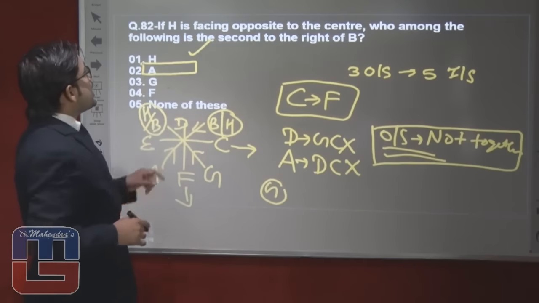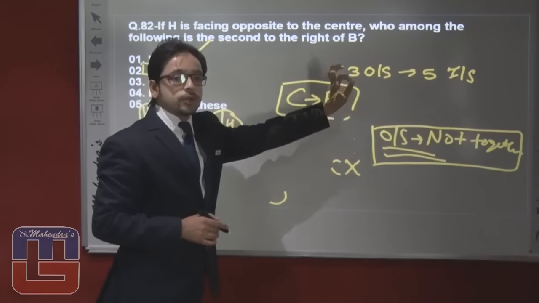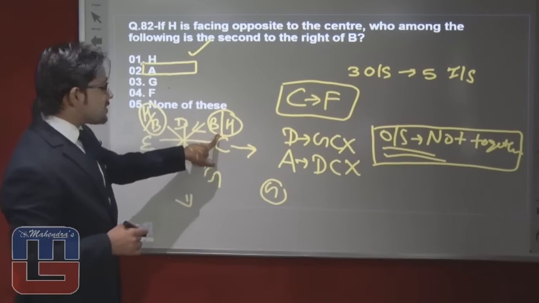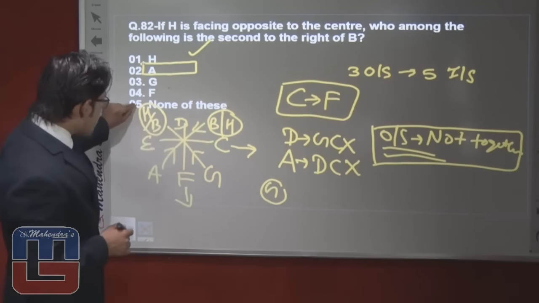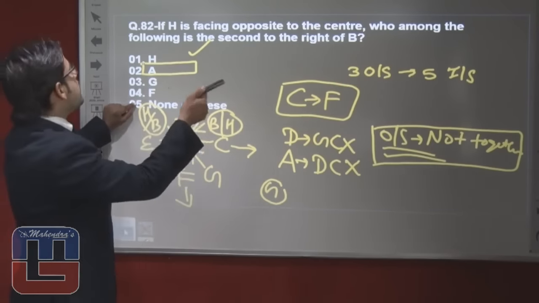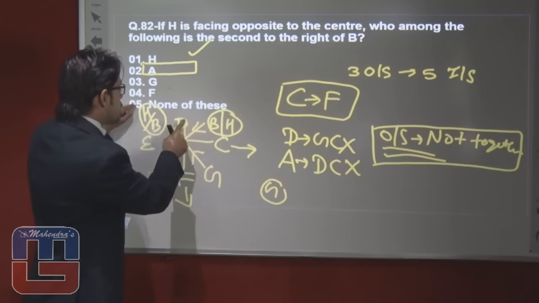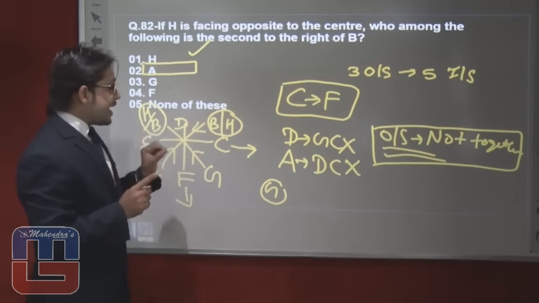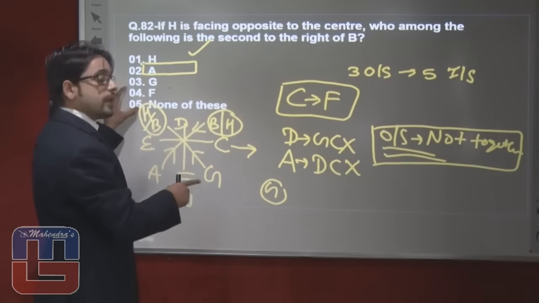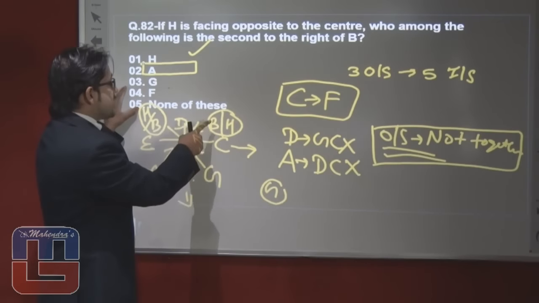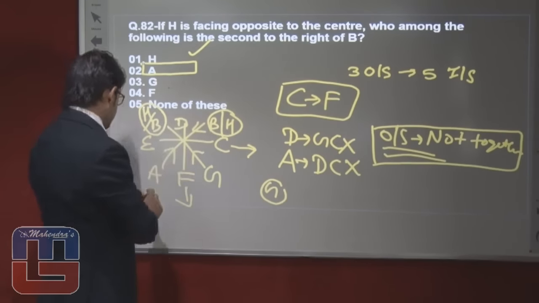Next question is, if H is facing opposite to the center, it means B is facing inside and H is facing outside the center, then who among the following is second to the right of B? So we can easily conclude second to the right of B is H. If H is facing outside, we can say that B is facing inside. So second to the right of B will be H.